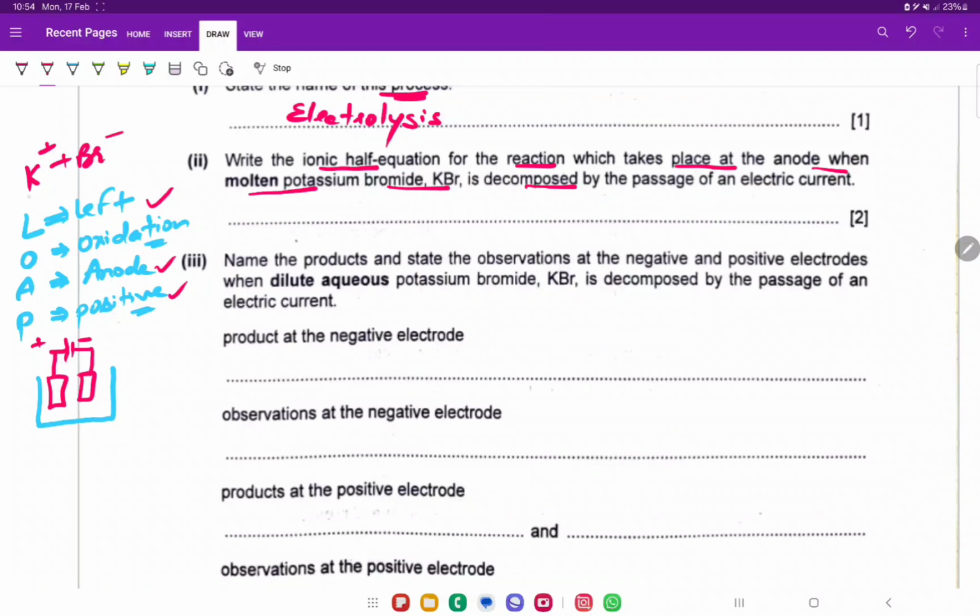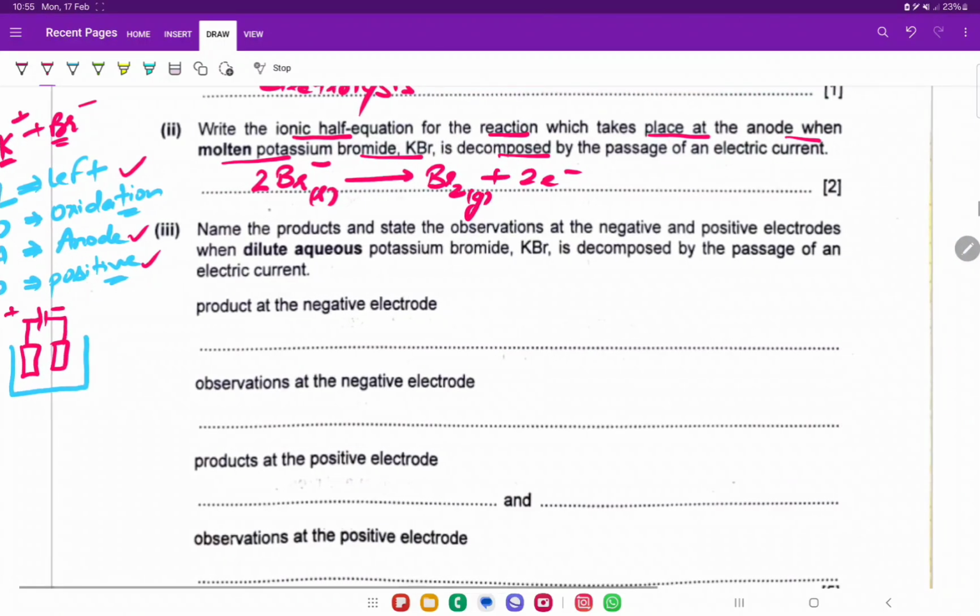So when we talk about KBr, the negative Br- ions from the molten KBr will move towards the anode, that is the positive electrode, and convert into bromine, giving out 2 electrons. So bromine will be produced at the anode. 2Br- will convert into Br2 gas or Br2 liquid.